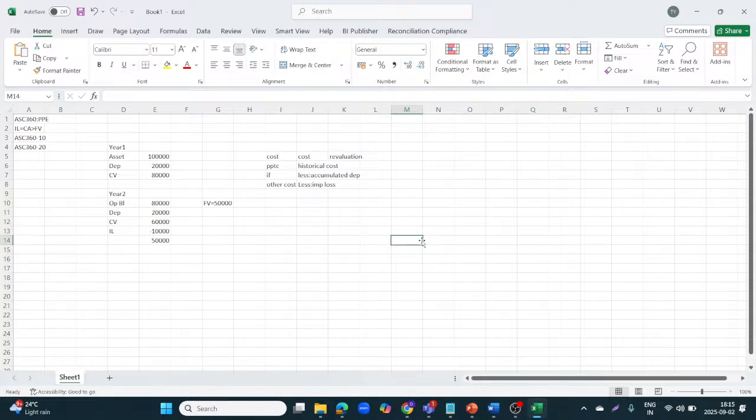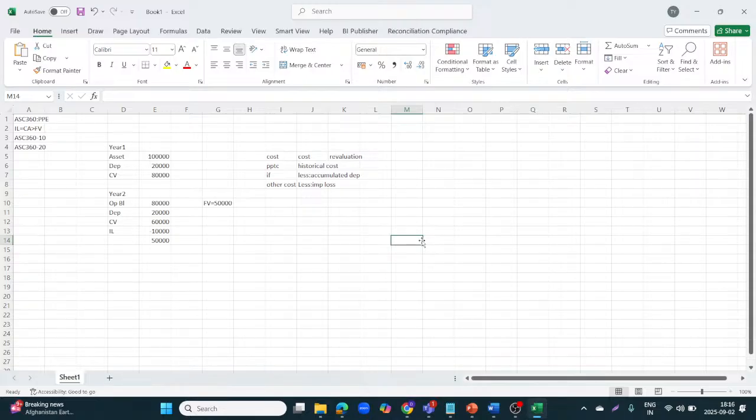Now, as again and again you were hearing from me the word impairment. So impairment means it requires a company to test property, plant and equipment for impairment whenever events or changes in circumstances indicate that their carrying amount may not be recoverable. If the carrying amount exceeds the recoverable amount, which is higher of the asset's fair value less cost to sell or value in use, then impairment loss must be recognized in the income statement.